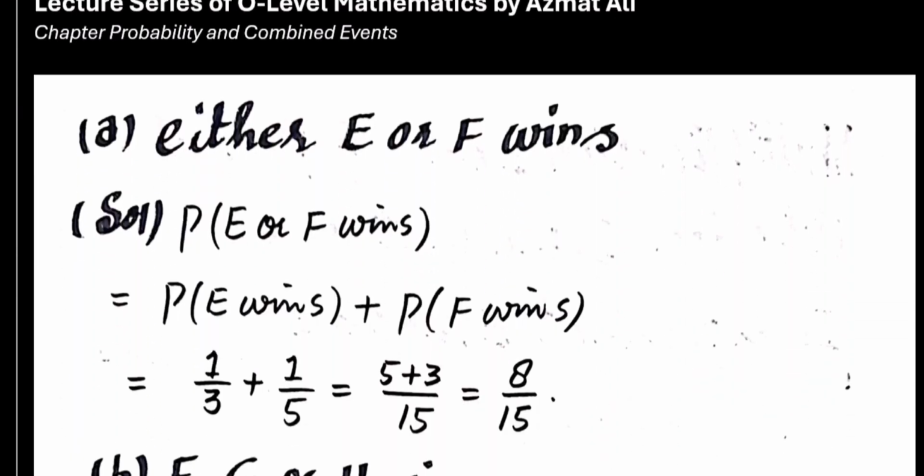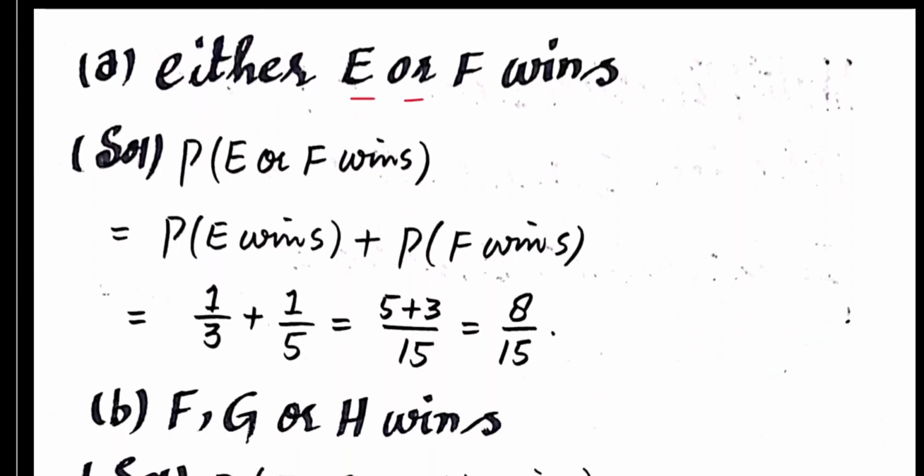Either E or F win. E or F means either E win or F win. Probability of E win is 1 by 3, probability of F win is 1 by 5, and finally it is 8 by 15. F, G or H win.